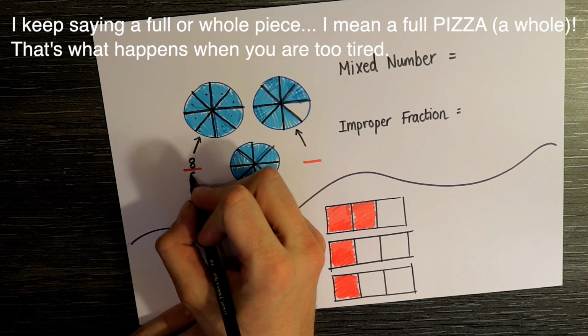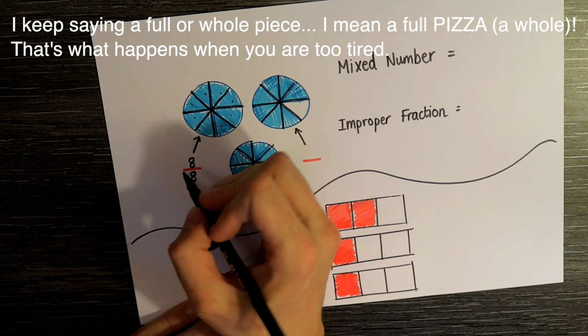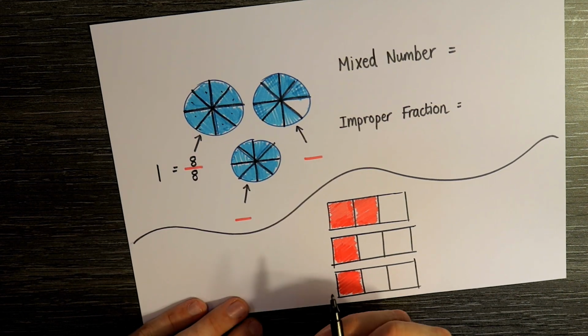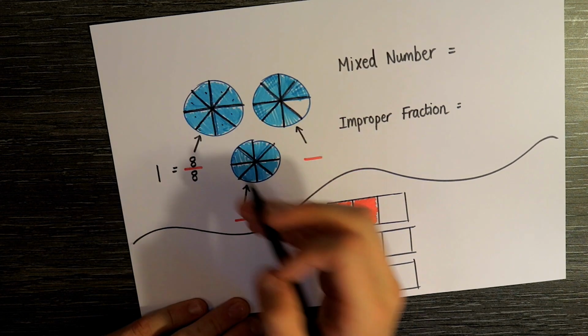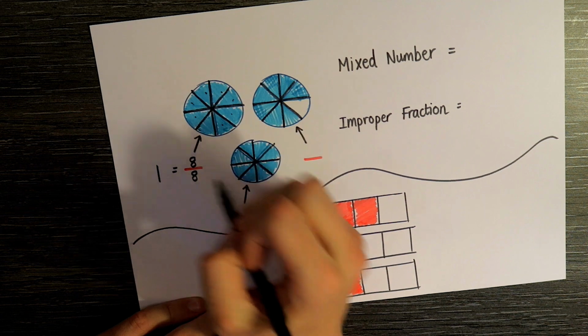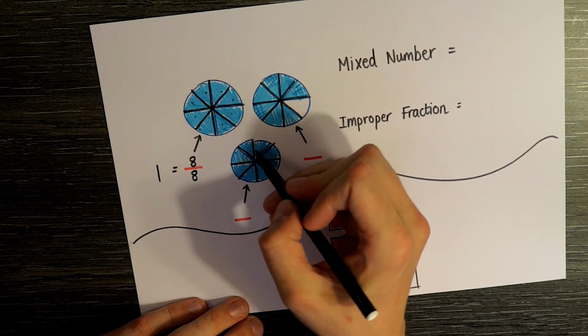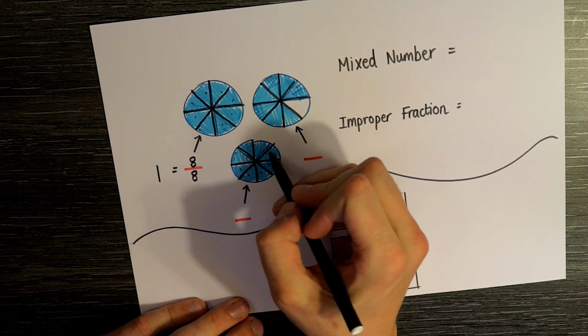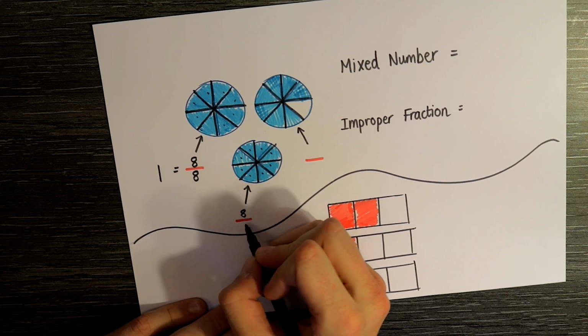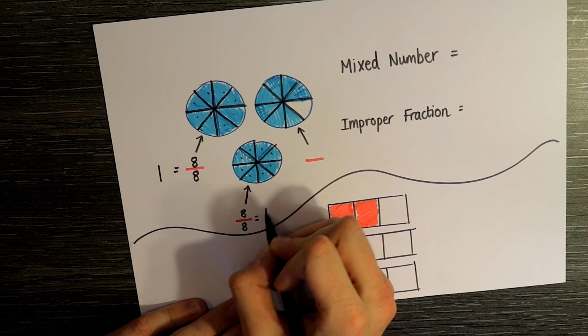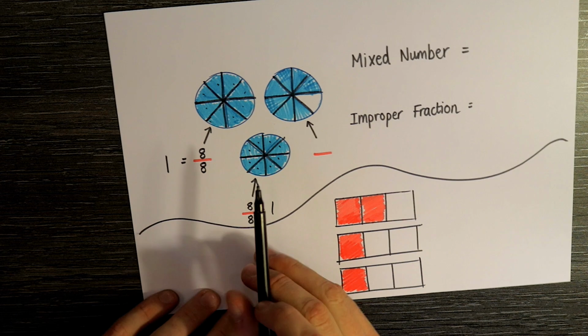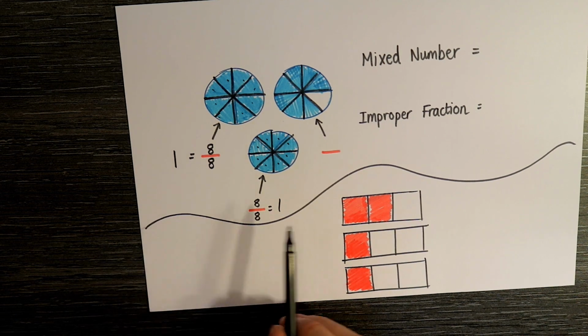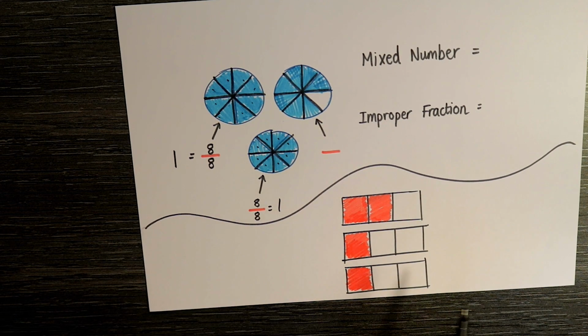That's what I would call 8 out of 8. It's a full piece. You could also say it's just 1. 8 out of 8 means I've got everything, and it's one pizza. This one here is also full. It's also 8 out of 8, and that means it's 1. Now I can write 1 equals 8 over 8, or I could write 8 over 8 equals 1. Doesn't matter, because equals means the same anyway, okay? Whichever way I do it.